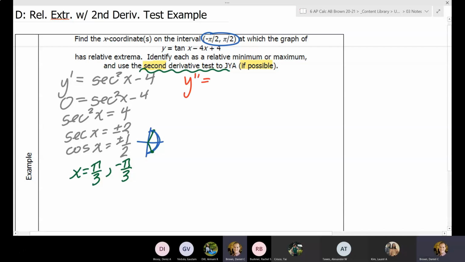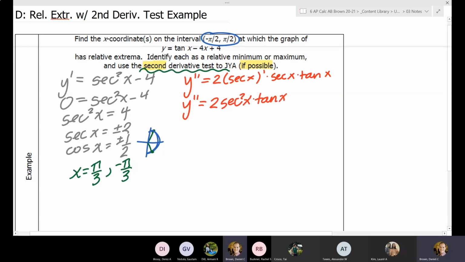Good review of the chain rule here. That is secant squared, so we need to use the chain rule. So 2 comes down in front. Secant would now be raised to the first power. Then we have the chain rule. The derivative of secant is secant of x times the tangent of x. That minus 4 is just going to go to 0. Definitely we can simplify it to make the math a little bit easier. And I get y double prime is equal to 2 secant squared of x times the tangent of x.